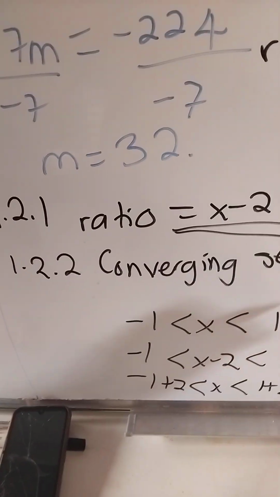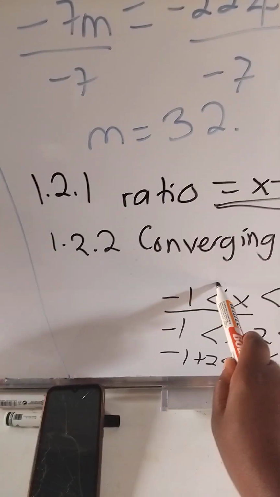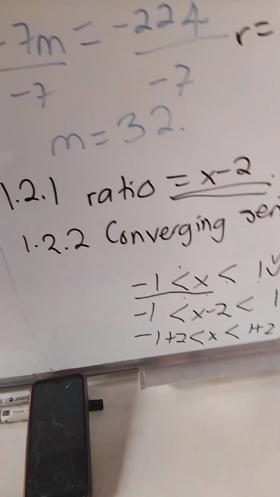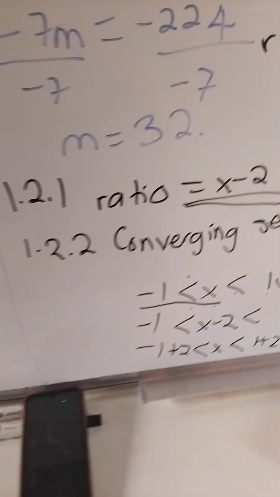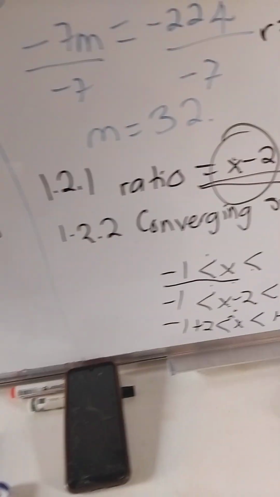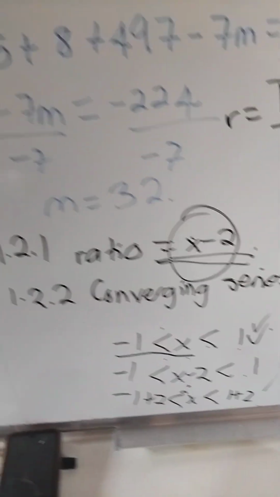So for a converging series, this is the first thing that you need to write: minus 1 is less than x, and x is less than 1. So now that you have the ratio, you're going to come here and put it here. Then we simplify for x, and the inequality that you have is our final answer.